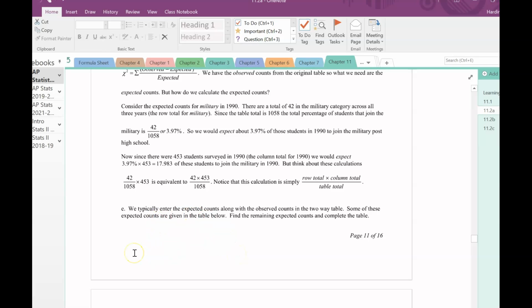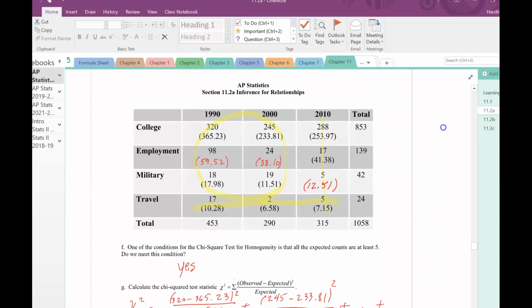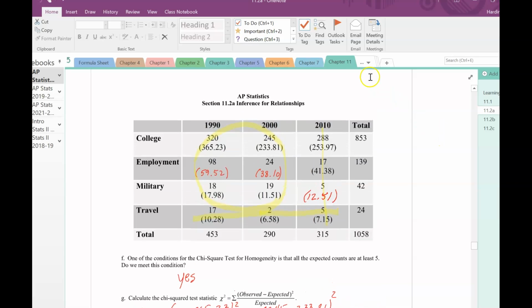So you can see in this next table, so we're going to scroll down, some of them have been calculated for you. Well, if you're looking at the answers that I'm showing you, they've all been calculated for you. But that is how these numbers all came about. So you can see right here the 17.98. But for ones that are missing in the blank copy, look at employment in 2000. Well, employment in 2000, I would find this expected value of 38.10 by doing row total 139 times column total 290 divided by 1058, and we would get about 38.1 people would be expected to get a job directly after high school in the year 2000.